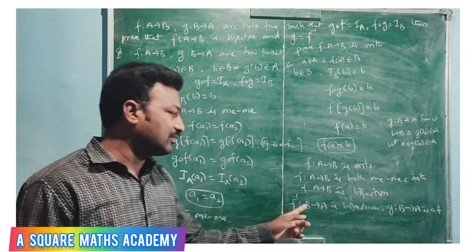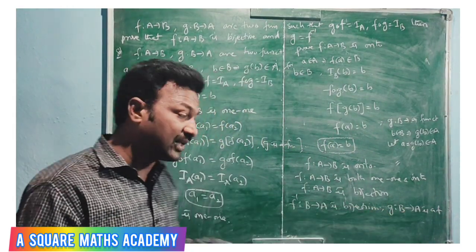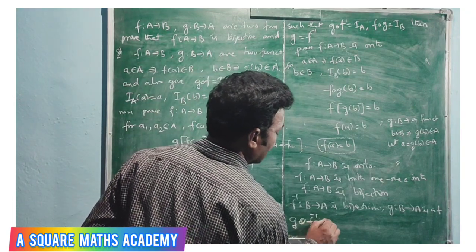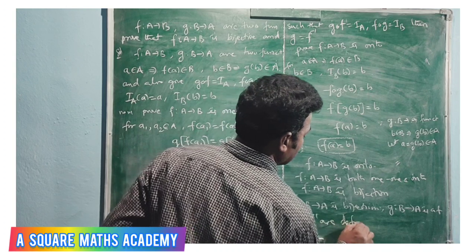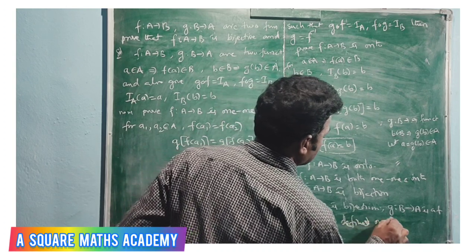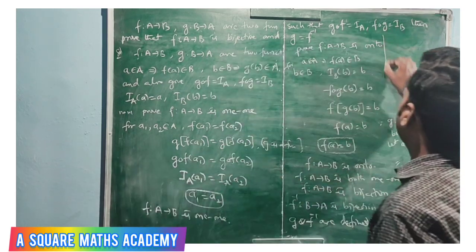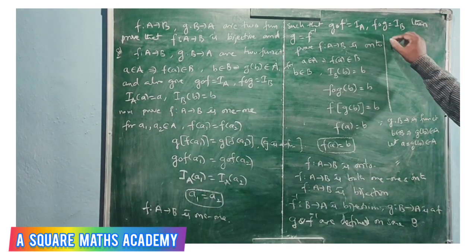So F inverse is from B to A, and G is also from B to A. So they are defined on the same domain. So G and F inverse are defined on the same domain B. So that's why we take b belongs to B.